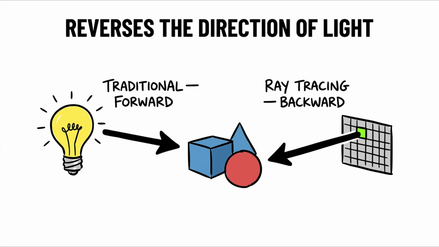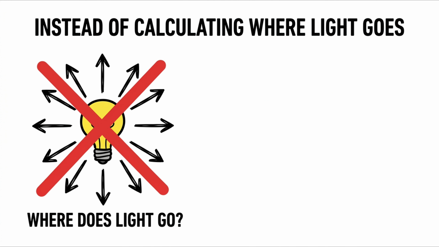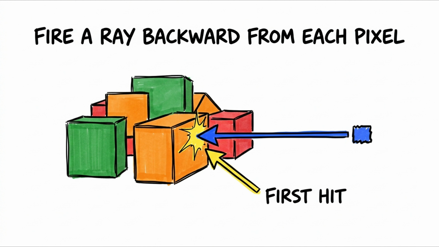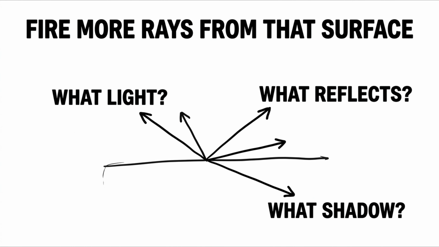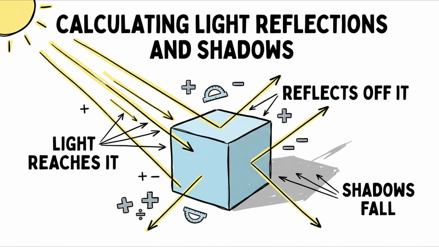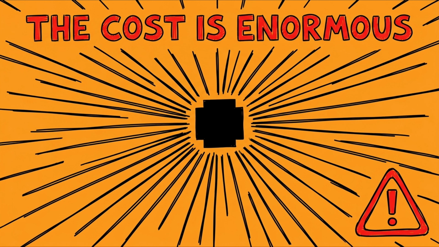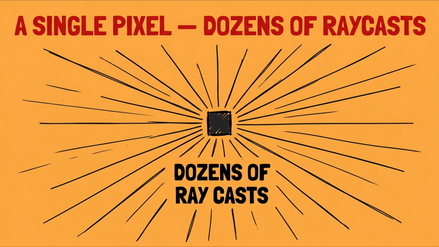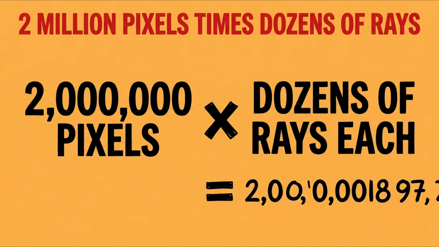Ray tracing reverses the direction of light. Instead of calculating where light goes from a source, you fire a ray backward from each pixel on screen out into the scene and ask, what surface does this ray hit first? Then you fire more rays from that surface, calculating what light reaches it, what reflects off it, and what shadows fall across it. The cost is enormous. A single pixel might require dozens of ray casts, 2 million pixels times dozens of rays each.